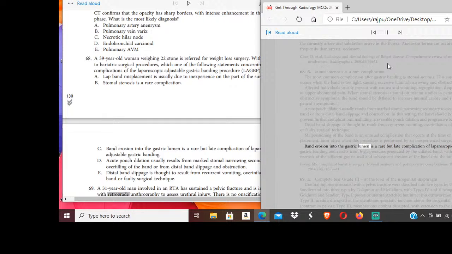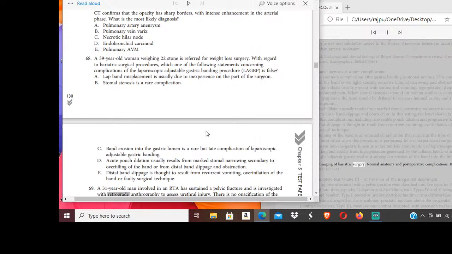Band erosion into the gastric lumen is a rare but late complication of laparoscopic adjustable gastric banding and results from high pressures generated by the inflated band, with pressure necrosis of the adjacent gastric wall and subsequent erosion of the band into the lumen. Levine MS, et al. Imaging of bariatric surgery: normal anatomy and postoperative complications. Radiology. 2014; 270.